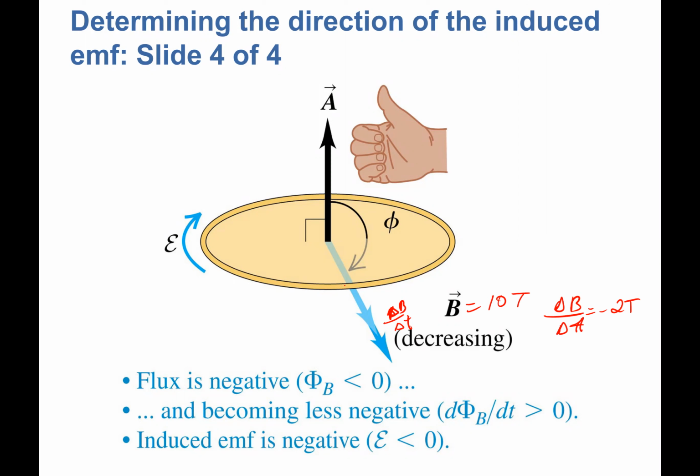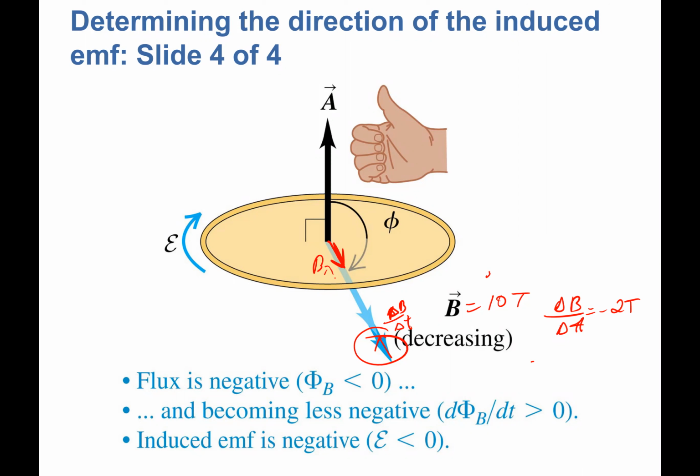You can change it. So let's say this, right? So what can the loop do? Well, since you're decreasing the magnetic field, the loop can try to increase the magnetic field by pumping more magnetic field in the same direction. That means the induced magnetic field has to be downward, okay? So this is B induced.